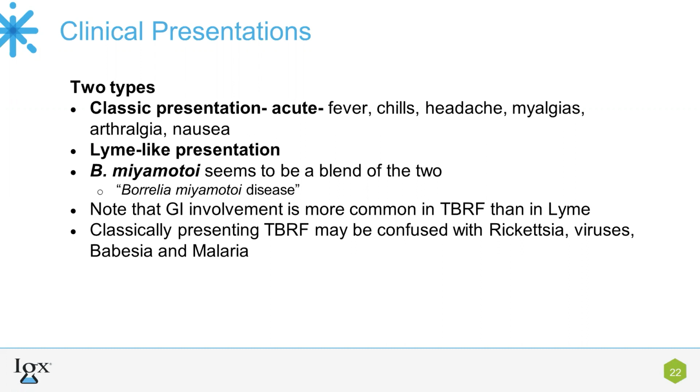Now, miyamotoi is interesting because it seems to be a blend of the 2. As I mentioned before, it is found in hard ticks, so that's a little bit different. It has symptoms, I'll show you in a second, that include both categories, and that's why you might have seen it being referred to as Borrelia miyamotoi disease. They're trying to give it a separate classification. My personal idea is I think it's a little bit too fuzzy to make it a whole separate disease. You'd have to start making new diseases with every species, and since they blend, you're not going to have a good time doing it.